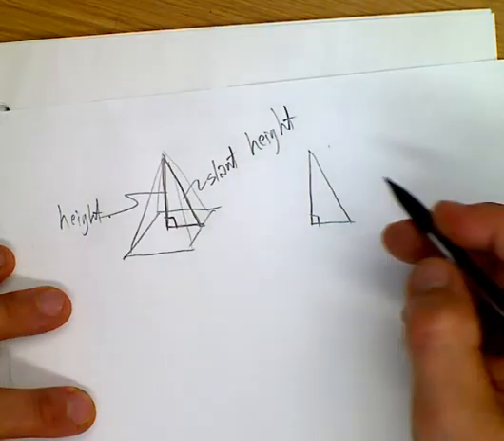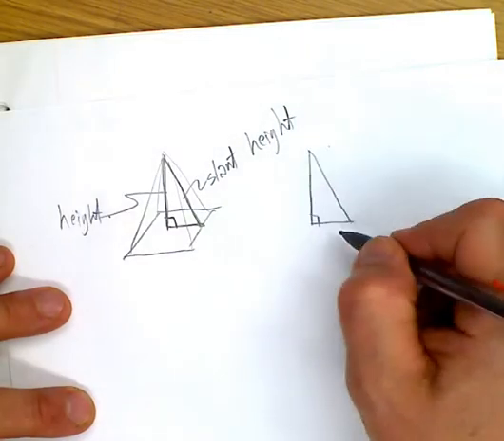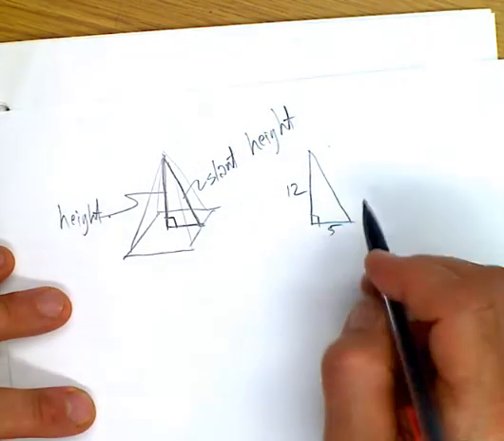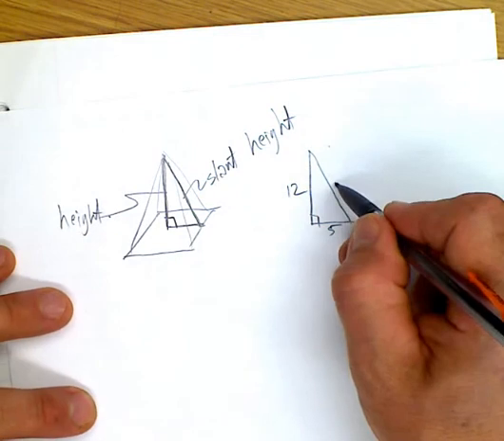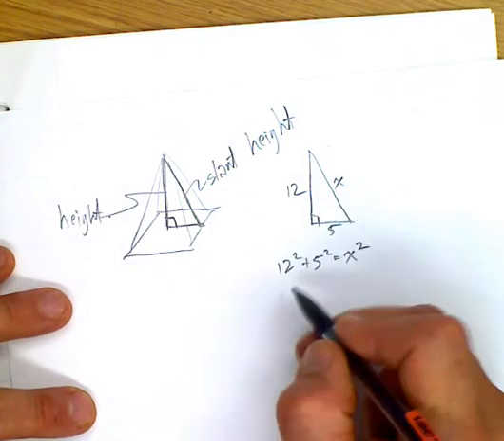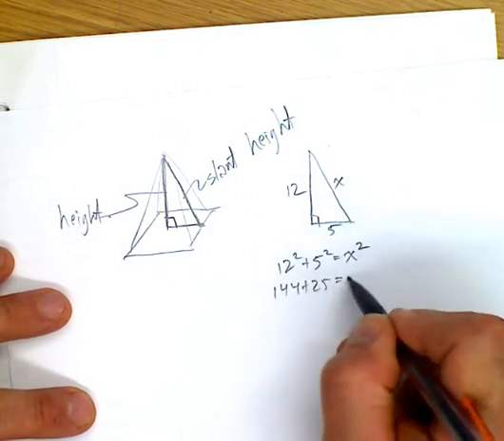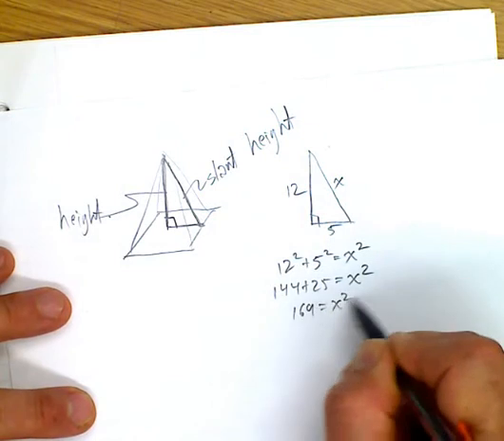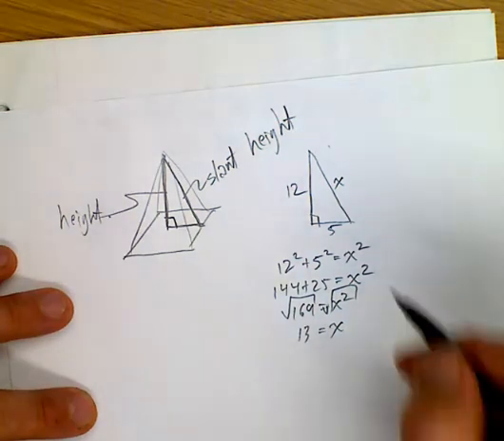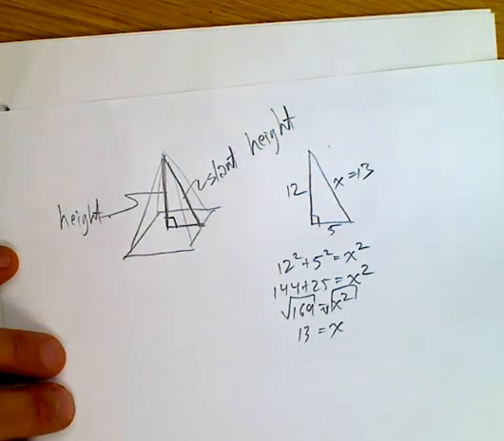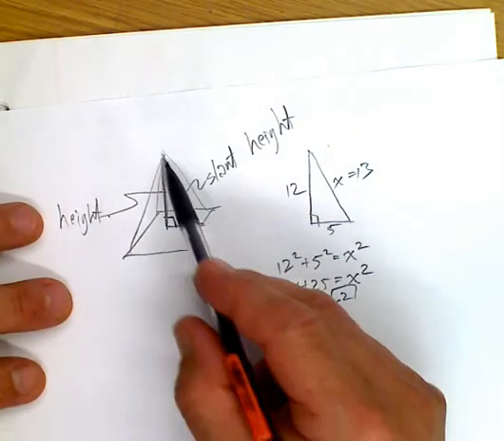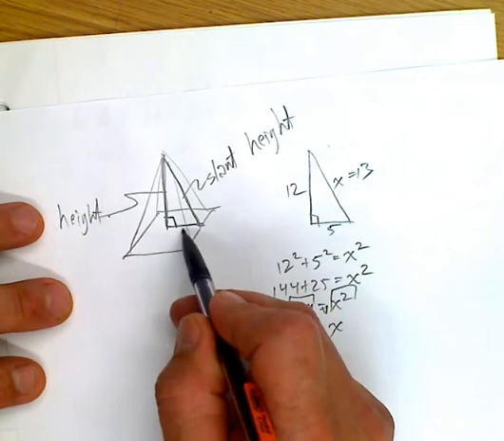If you're given a height, say, of 12, and say this was 5 here, if you did what we call Pythagoras, you could find this slant height. So 12 squared plus 5 squared is equal to x squared. 144 plus 25 is equal to x squared. 169 is x squared. 13 is equal to x, because you square root both sides. So what's happened here is that you found a slant height of 13, which is a little bit longer than the actual height, right? So now to find the area of each of these triangles, if this is 5 here, you can see that's 5. That's half of the whole thing, right?